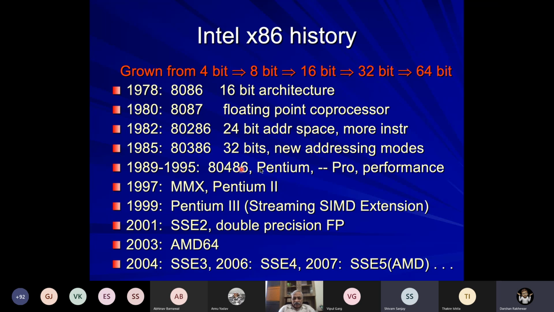Then in 89, the 486 was introduced, and I think a couple of years later, Pentium Pro with the performance enhancements. Then Pentium with MMX, which stands for multimedia extension, to help in processing pictures and videos and audio. So there is a series: Pentium, Pentium 2, Pentium 3. Pentium 3 had streaming SIMD extension, or SSE. SIMD I mentioned as single instruction multiple data. So it allows one instruction to operate on multiple elements of data.